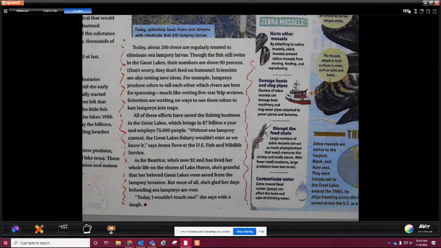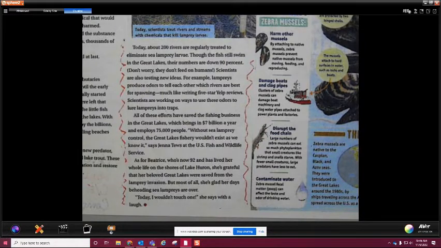All these efforts have saved the fishing business in the Great Lakes, which brings in $7 billion a year and employs 75,000 people. Without sea lamprey control, the Great Lakes fishery wouldn't exist as we know it, says Jenna Tews at the U.S. Fish and Wildlife Service. As for Beatrice, who's now 92, has lived her whole life on the shores of Lake Huron. She's grateful that her beloved Great Lakes were saved from the lamprey invasion. But most of all, she's glad her days of beheading sea lampreys are over. Today, I wouldn't touch one, she says with a laugh.